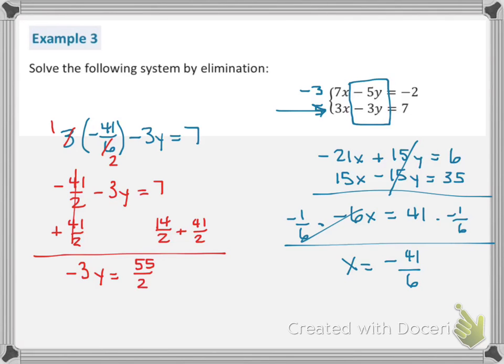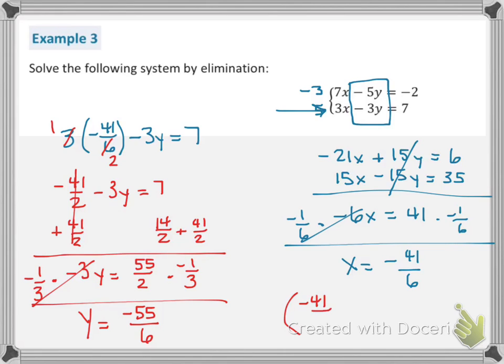55 halves. And then I can multiply by the reciprocal of negative 3. That's a negative 1/3. Multiply by negative 1/3. And we get y equals 55 times negative 1. That's a negative 55 over 2 times 3. That is 6. So the y is negative 55/6. So there's my ordered pair. The x value is a negative 41/6. The y value is a negative 55/6.